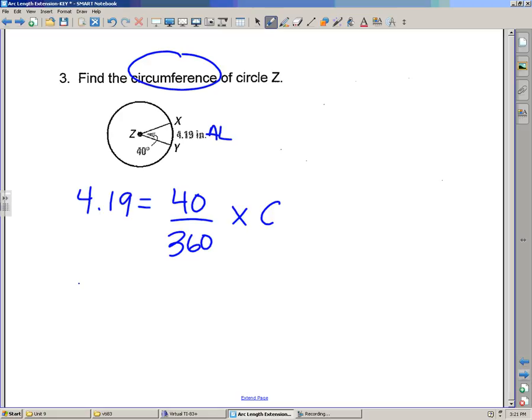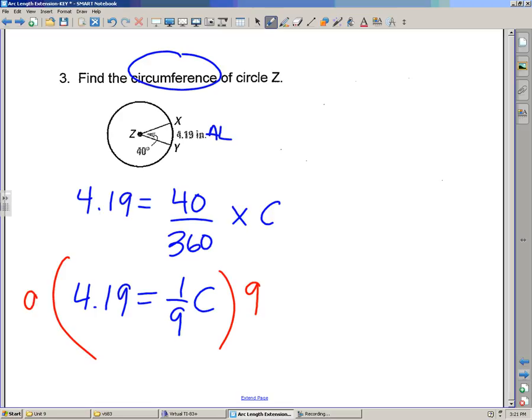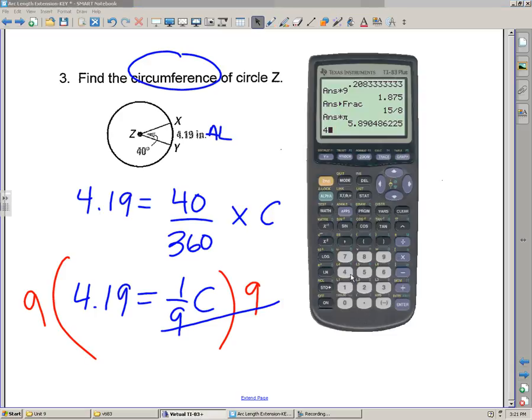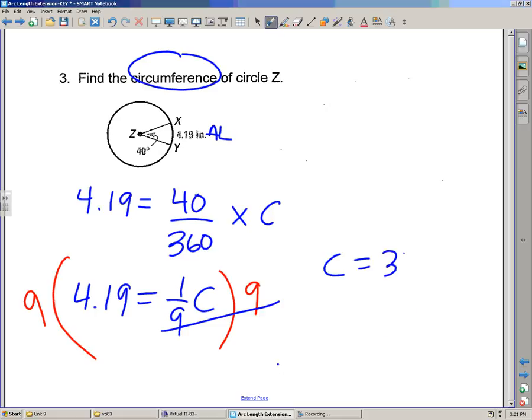One of the things you can do is change the 40 out of 360 into a fraction, which is 1/9. If you multiply both sides by 9, you're left with just circumference equals 4.19 times 9. That's your answer. 4.19 times 9 gives 37.71. So the circumference of the circle is 37.71 inches.